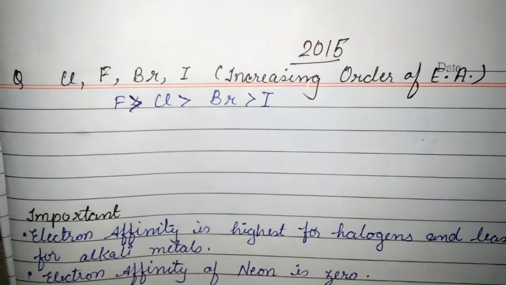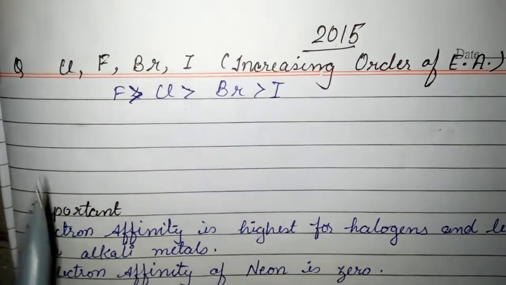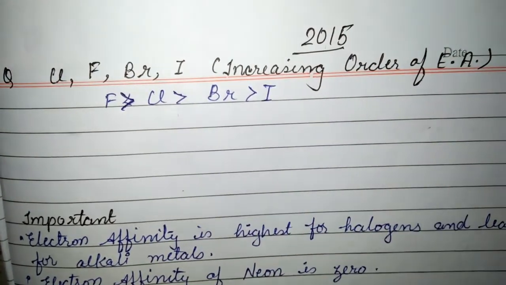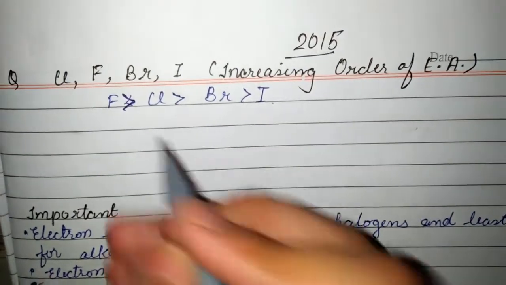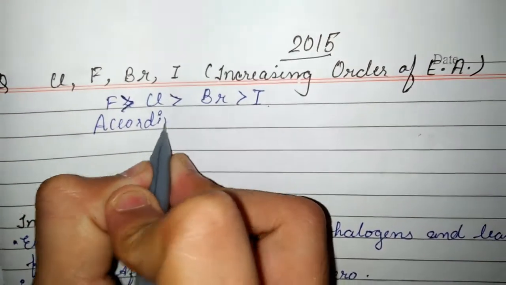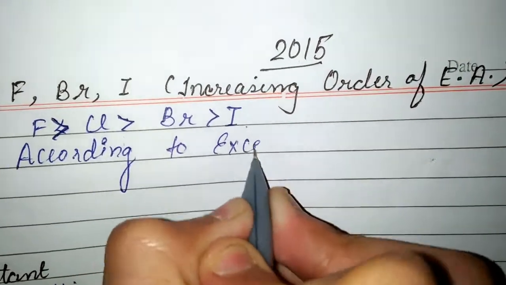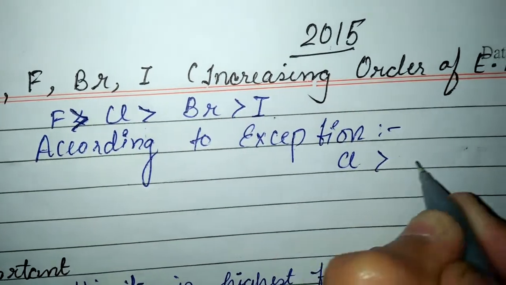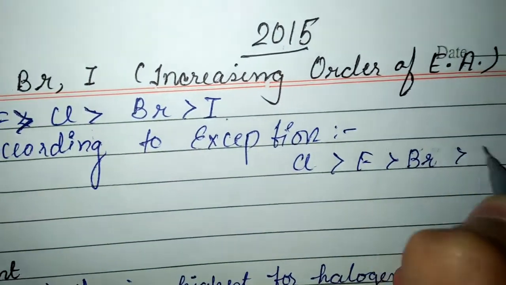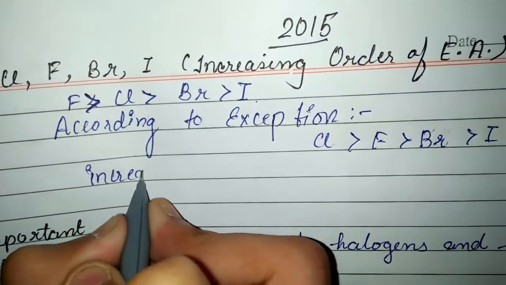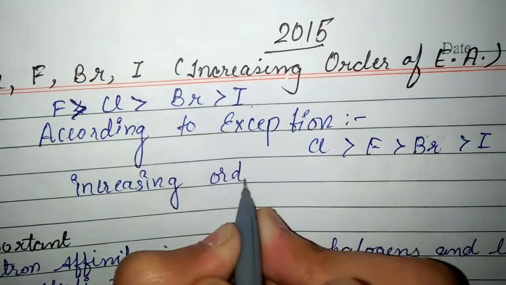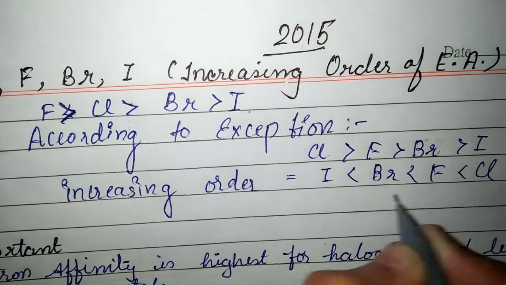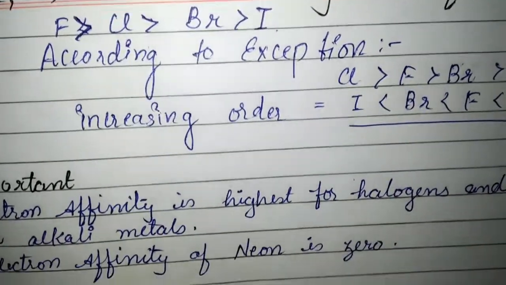We have one question which came in 2015. We have to arrange chlorine, fluorine, bromine, iodine in increasing order of electron affinity. अगर हम simply देखें तो ऐसे आएगा. But according to the exception, the answer is, in increasing order: iodine, bromine, fluorine and chlorine. This is the answer.